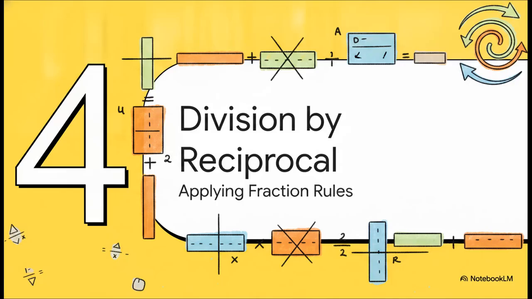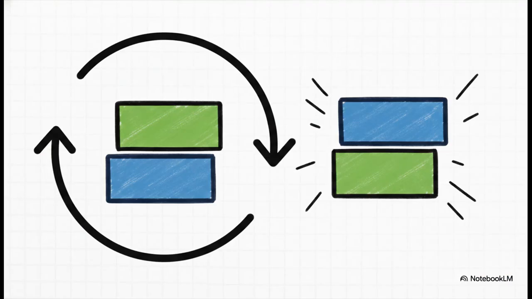Section 4. Division by reciprocal. Applying fraction rules. Let's move along and see how this builds into our division setup. We have a rational expression, x squared minus 9, divided by x plus 4, and it's being divided by another rational expression, x minus 3 divided by x squared plus 4x.